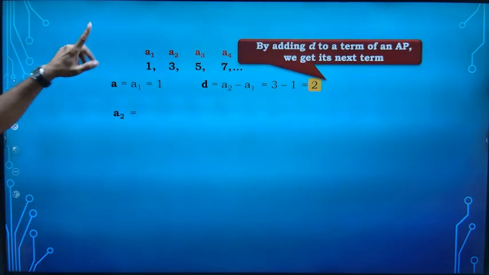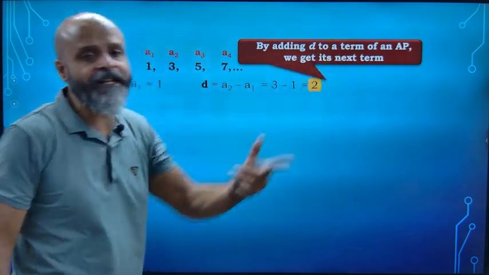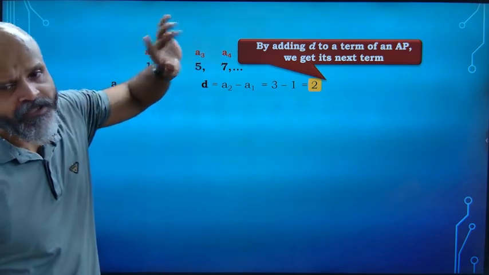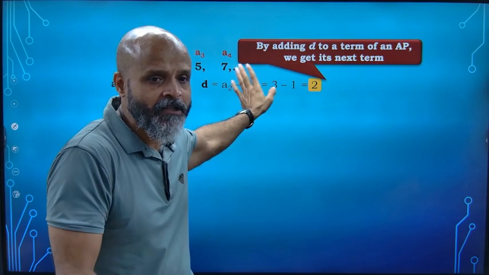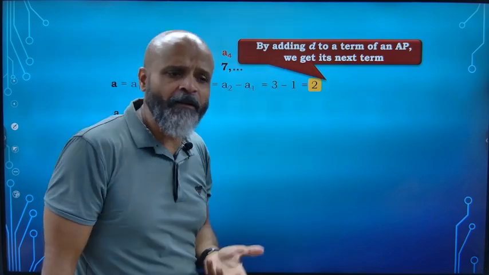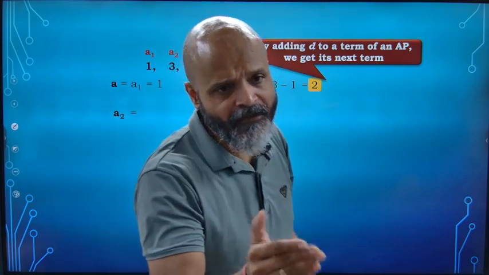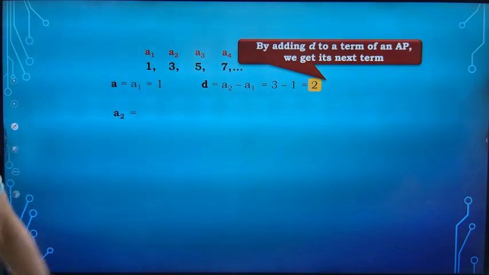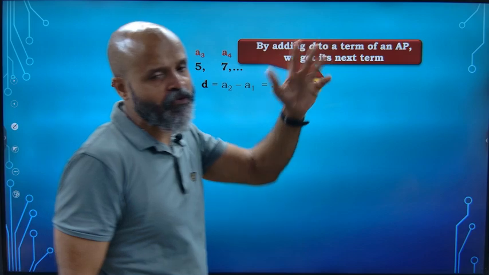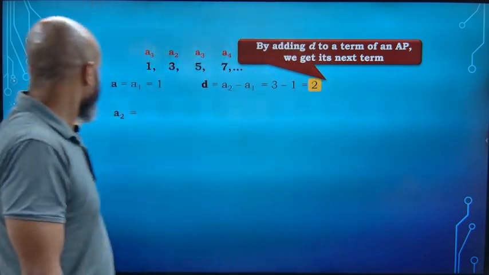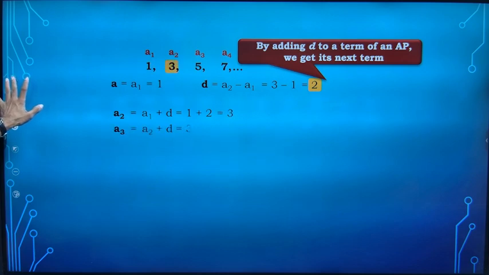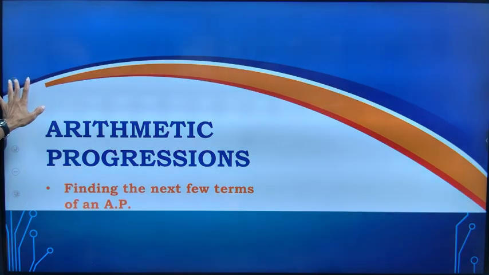Okay, so by adding D to a term of an AP, we get the next term. Whenever we have to find out the next unknown term, we add D to the last term. So here the last term is 7. The next term will be 7 plus 2, that is 9. What will be the next term? 9 plus 2, that is 11. What will be the next term? 11 plus 2, that is 13, and so on and so forth. So A2 we have A1 plus D, that is 1 plus 2, that is 3. A3 will be 3 plus 2, that is 5. A4 will be 7, and so on and so forth.